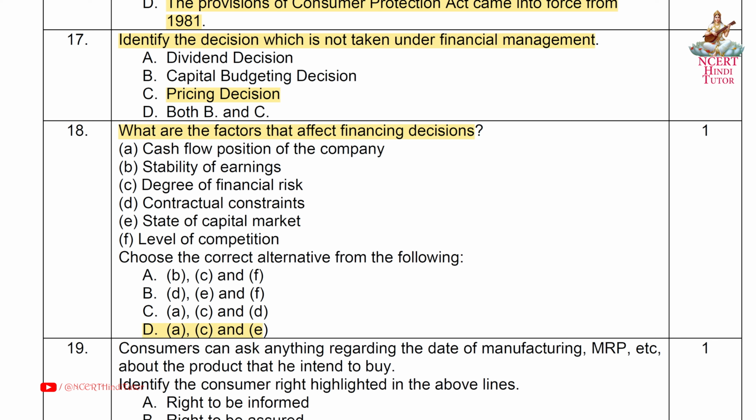A, C and E. A. Cash flow position of the company. C. Degree of financial risk. And E. State of capital market.